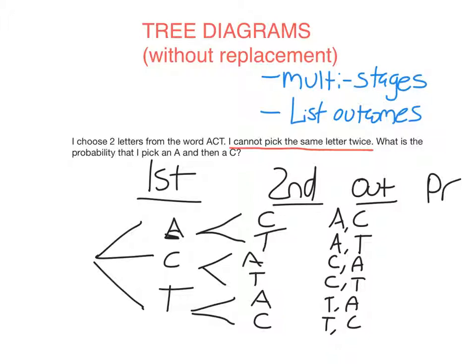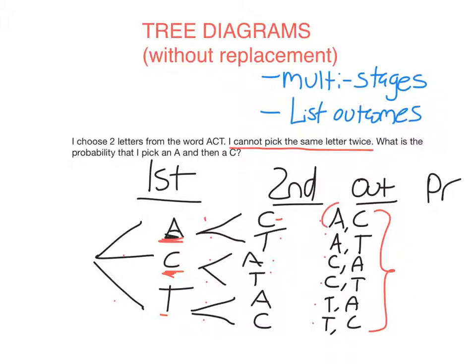Now, I am not bothering in this example to write probabilities on each of these branches. Now, the reason is that at each stage, each outcome is equally likely. A, C, and T are equally likely to occur. If I pick an A, C and T have the same chance as each other of occurring. If I pick a C first, A and T are the same chance of being picked as each other. So that's why I'm not bothering to write on probabilities in this case, because all of these outcomes are the same chance of occurring. So I can see clearly there are 6 outcomes.